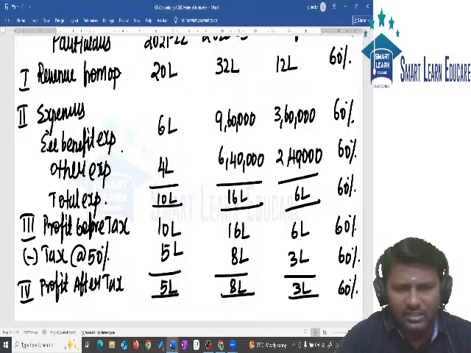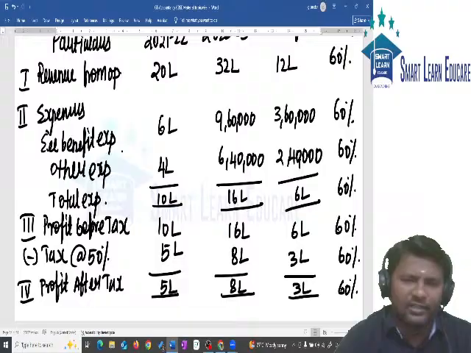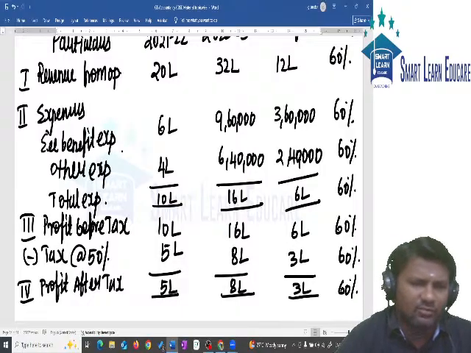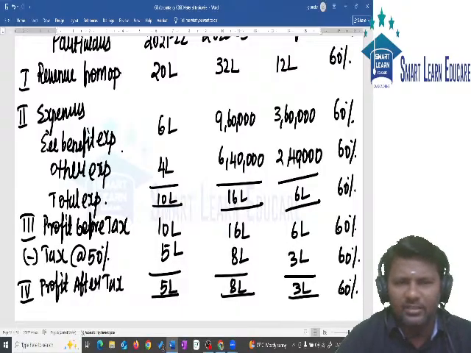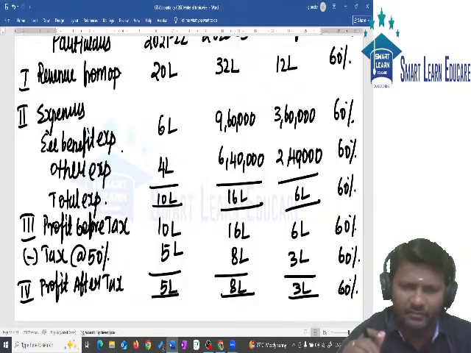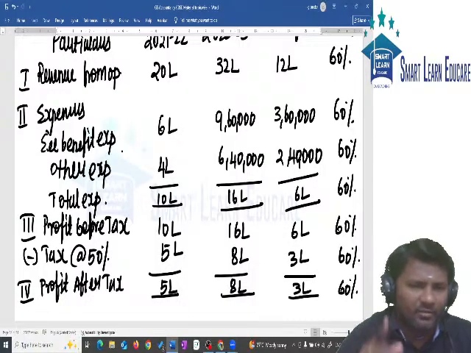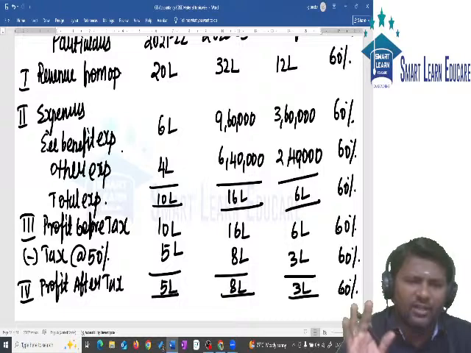So this is a very easy type of question, very frequently asked. Definitely this one will be asked. This topic is not like ratio analysis. In ratio analysis, we cannot make any prediction about which ratio will come. But in this financial statement topic, definitely you can predict.